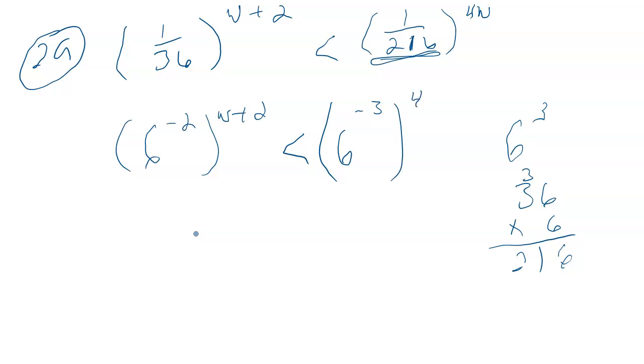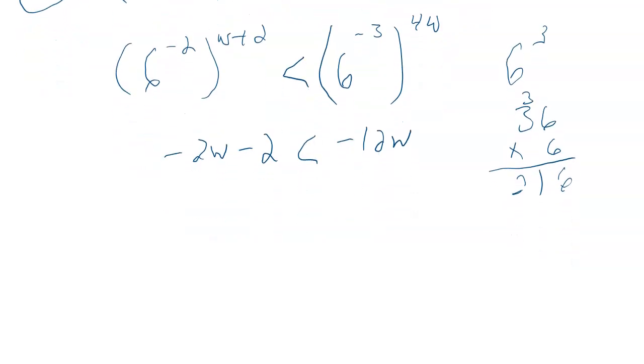And I'll raise this to the 4w. When exponents are raised by exponents, we multiply exponents. And I'm going to line the exponents equal to each other. Negative 2w minus 2 is less than negative 12w. I'll solve. I get 10w is less than 2. And I get w is equal to or less than 1/5.